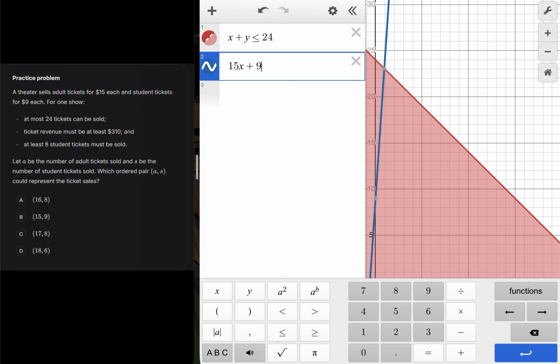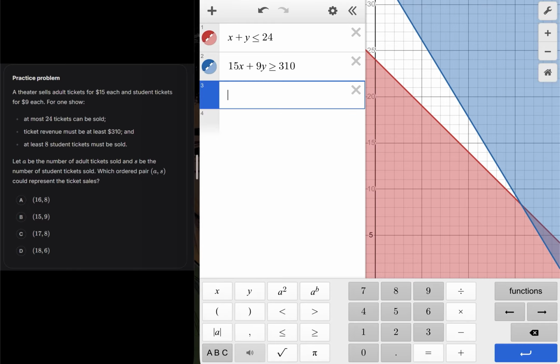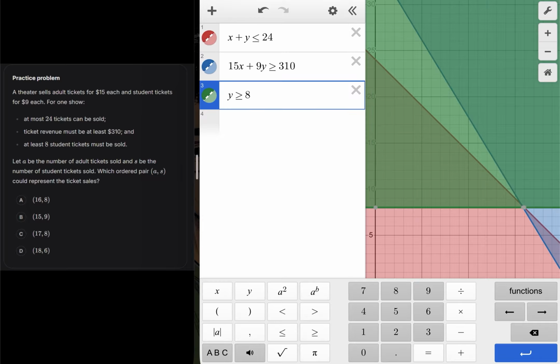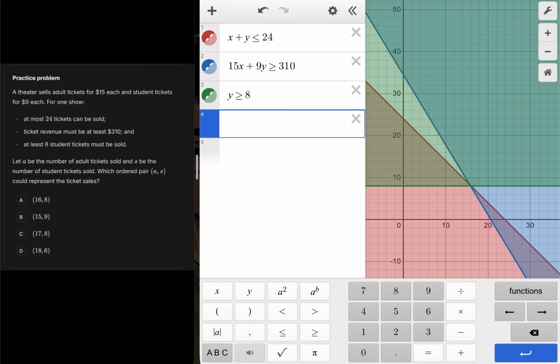And then 9y, which is, by the way, 9 is the cost for each student ticket. 9y gives the total revenue generated from the student tickets. And you know that combined, the total revenue must be at least 310, so it has to be greater than or equal to 310, right? And finally, you know that at least 8 student tickets must be sold. That means y has to be greater than or equal to 8. So you have those three regions. Now, which of these points satisfy those regions?